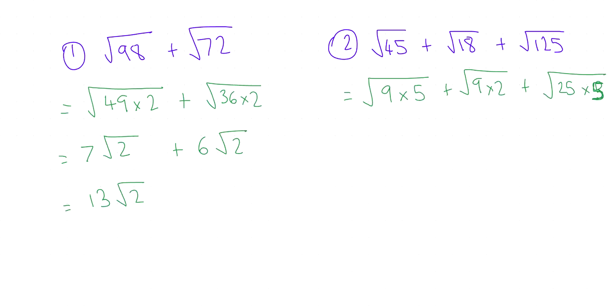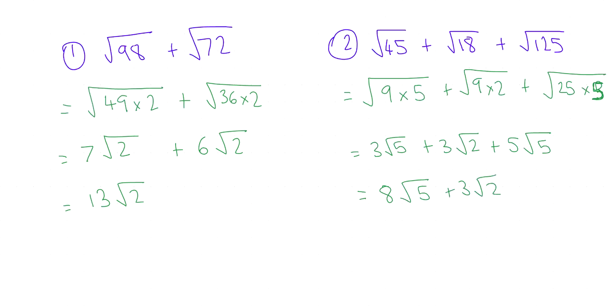So I'm going to pull out the square root of 9, which is 3. So I'm left with 3 root 5. The square root of 9 is 3. I'm left with 3 root 2. The square root of 25 is 5. I'm left with 5 root 5. All right, now these two things can be added together. So I've got 3 lots of root 5 and 5 lots of root 5. So altogether, I have 8 lots of root 5, and then I'm left with 3 lots of root 2. They don't match, so I can't add them together, and that is the solution to my surds problem. All right, let me know if you've got any more questions.